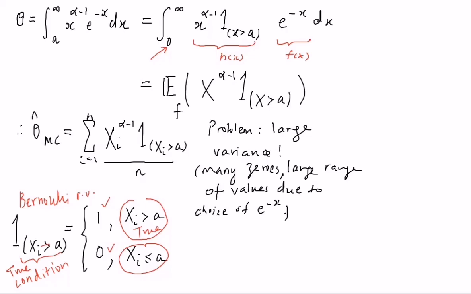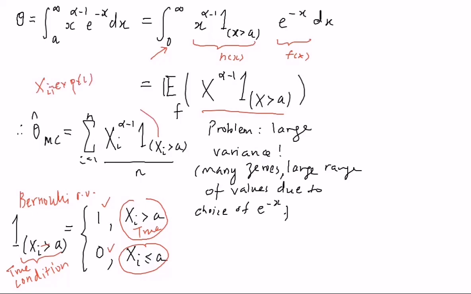Because of that, this becomes your h(x) and that's your f(x). So you write your expectation as such. This thing now is your h of x. Then your Monte Carlo estimator is basically just this thing here, where your x is exponential 1, okay?